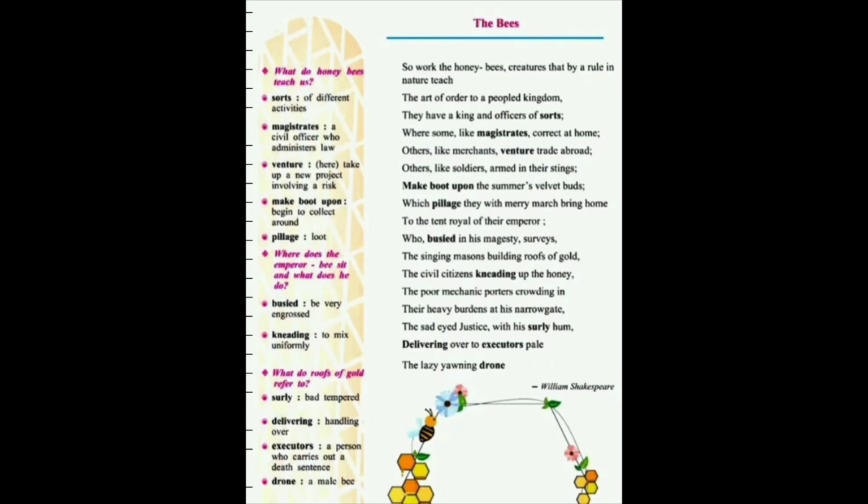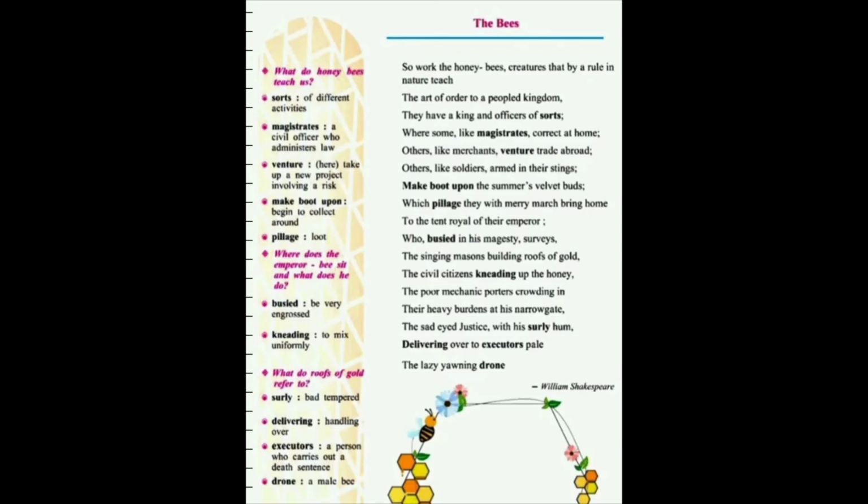drone. The lazy yawning drone is a male bee, so the bees who are lazy, he is delivering, handing over to executor's plane. What do executors mean? A person who carries out a death sentence. Basically what they are trying to say in these 3 lines is that the bee who is very lazy and not doing his work on time is being punished by the justice, the judge bee, and he is ordered to complete the work. Understood? So that is the punishment given to a lazy bee.